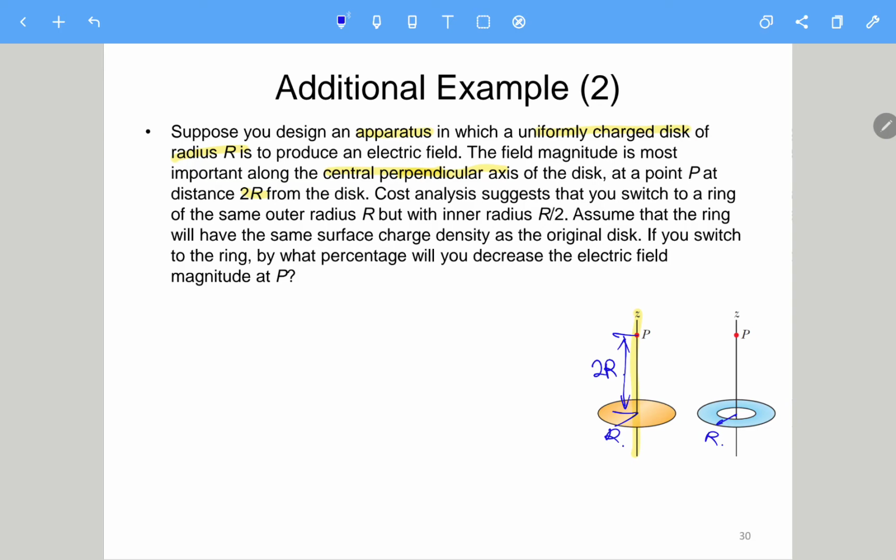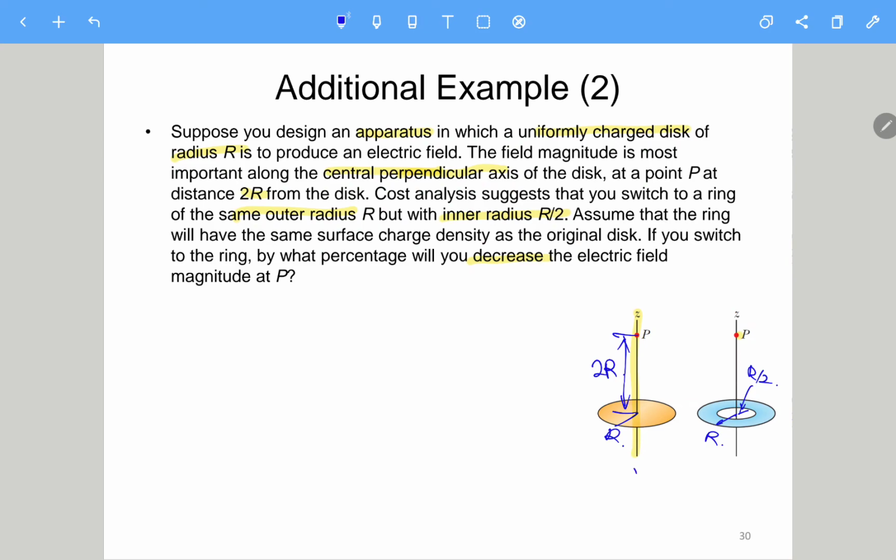Cost analysis suggests that you switch to a ring of the same outer radius r, but the inner radius is r over 2. Assume that the ring will have the same surface charge density as the original disk. If you switch to the ring, by what percentage will you decrease the electric field at point P?